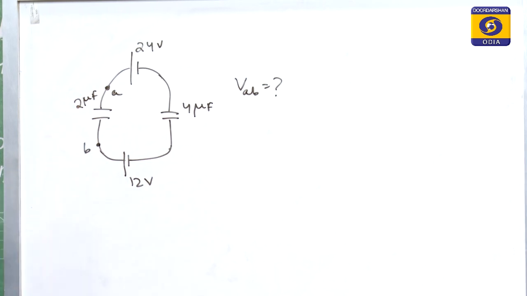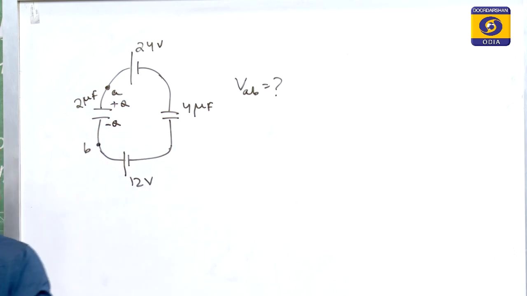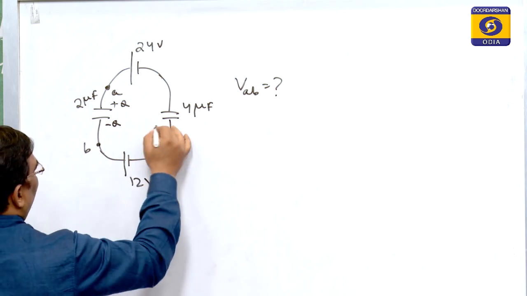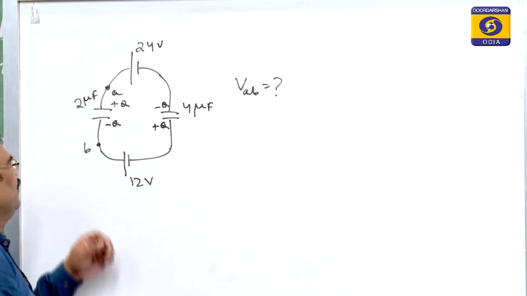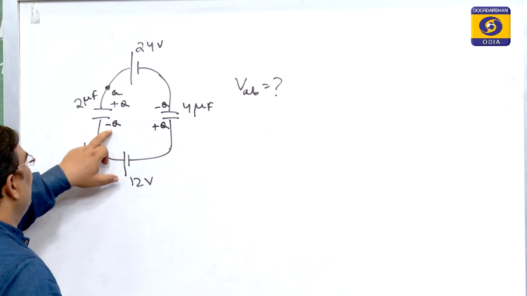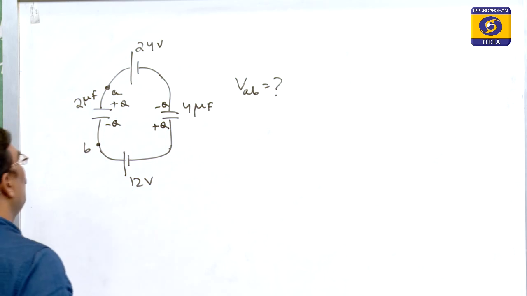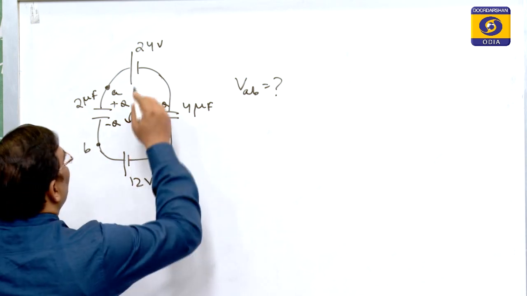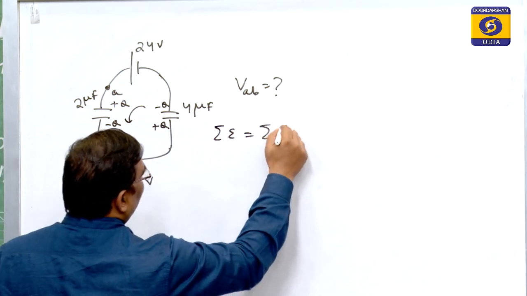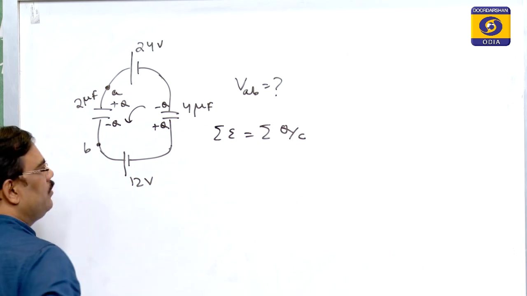So, to solve this one, this plate will be positive. So, this is plus Q, this is minus Q, and obviously, this will be plus Q and this will be minus Q. So, what we see here is that the positive plate of a capacitor is connected to the negative plate of another capacitor. So, obviously, we say they are in series. So, using Kirchhoff's law in this network, we get summation E equal to summation Q by C. In case of resistors, it was summation IR. In case of capacitors, it is summation Q by C, because Q equal to CV.